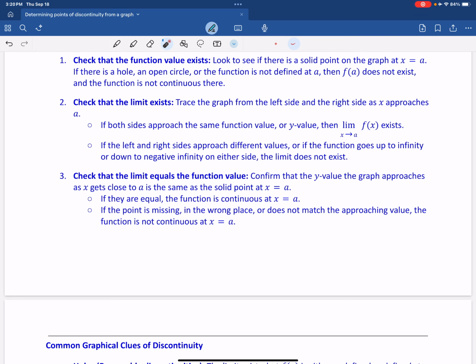So it says confirm that the y value that the graph approaches as x gets closer to a, which is the limit, is the same as the solid point at x equals a. If they are equal, the function is continuous at x equals a. If the point is missing in the wrong place or it does not match the approaching value, then the function is not continuous at x equals a.